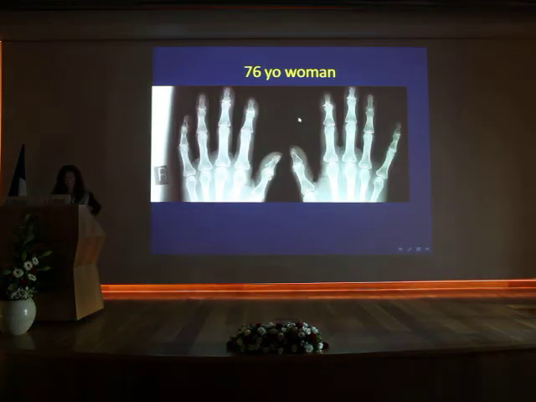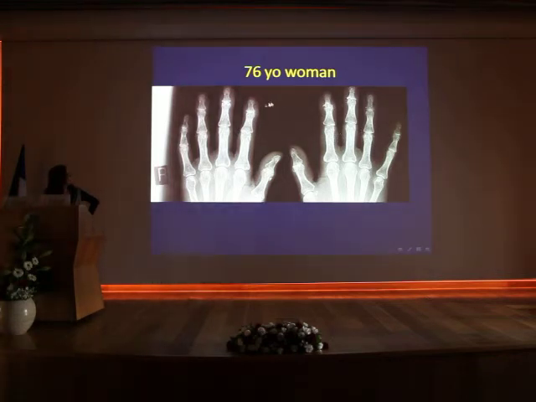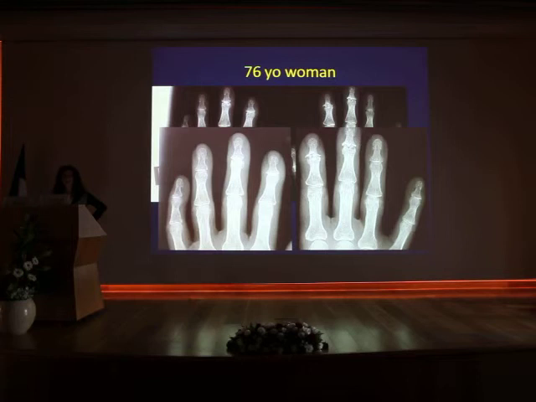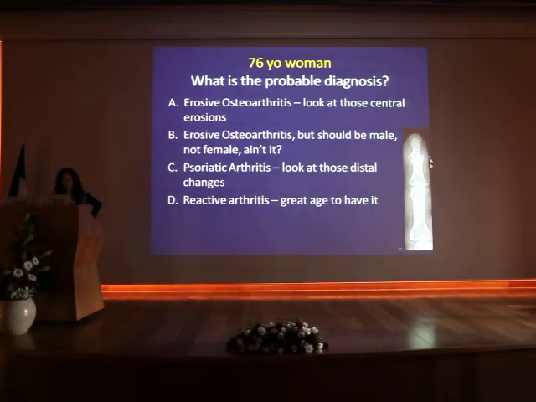So, we see the hands and fingers of a 76-year-old woman. Look at the MCP joint. Foreign body? Look at the PIPs and the DIPs. There are several very typical findings. And if you didn't see that, that's large. Okay, think about the diagnosis. What do you think? You have it here, if you don't remember. What is the probable diagnosis?